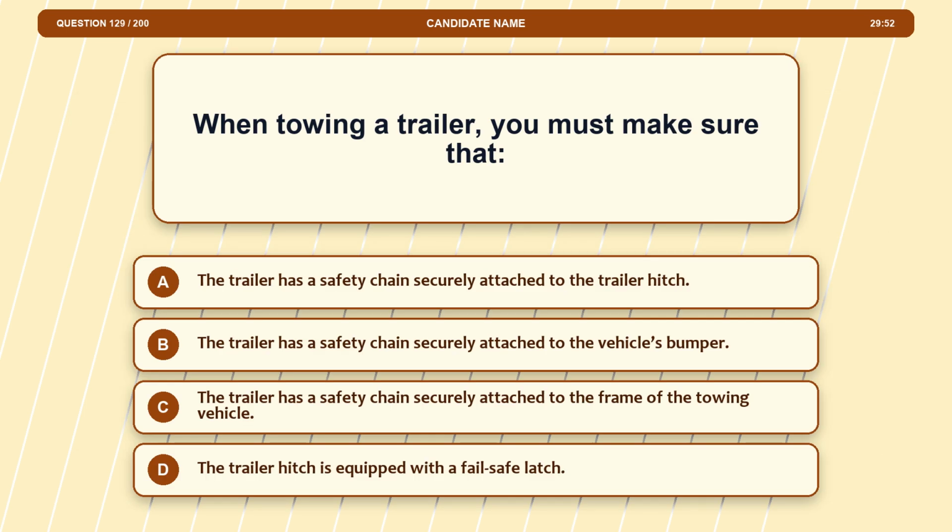Question 129. When towing a trailer, you must make sure that: Option A, the trailer has a safety chain securely attached to the trailer hitch. Option B, the trailer has a safety chain securely attached to the vehicle's bumper. Option C, the trailer has a safety chain securely attached to the frame of the towing vehicle. Option D, the trailer hitch is equipped with a fail-safe latch.